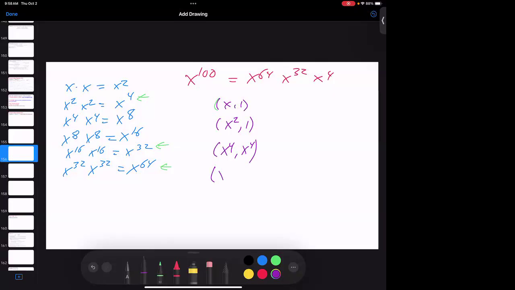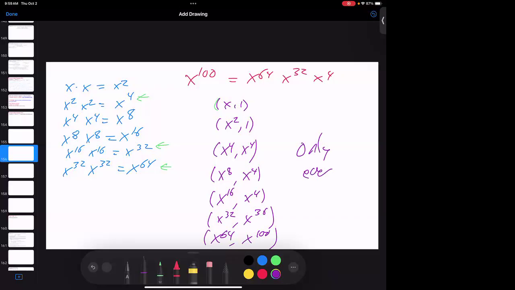X to the 4th times x to the 4th is x to the 8th, but x to the 8th doesn't occur in my expansion, so I'm not going to change the second component. X to the 8th times x to the 8th is x to the 16. X to the 16th doesn't occur, so I'm going to keep this as x to the 4th. X to the 32, I do need that, so I'm going to multiply x to the 4th by x to the 32 and get x to the 36th. And then the last one, x to the 64, and I multiply that. So we only ever store 2 items.